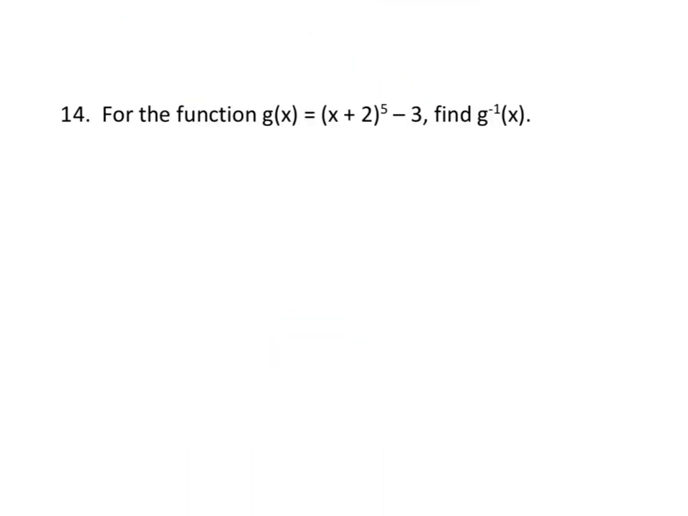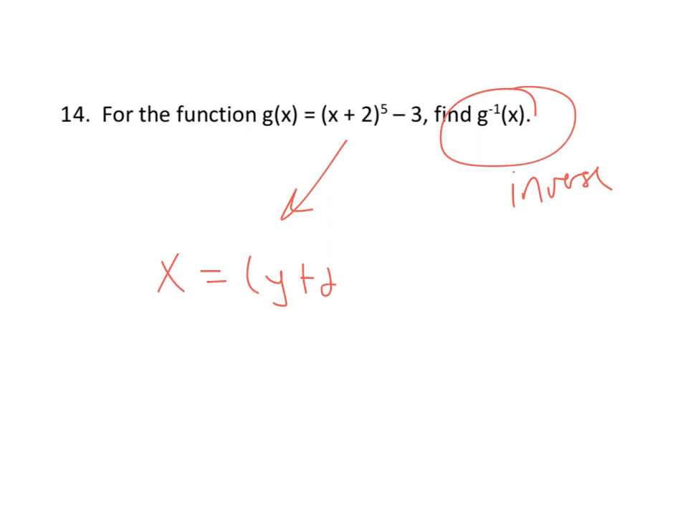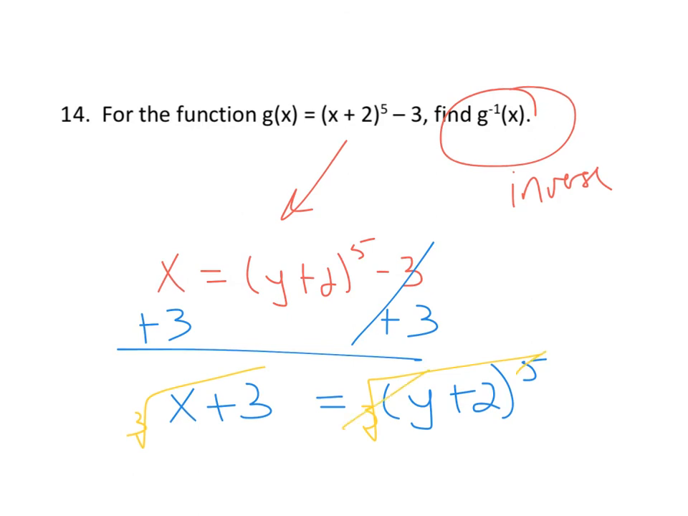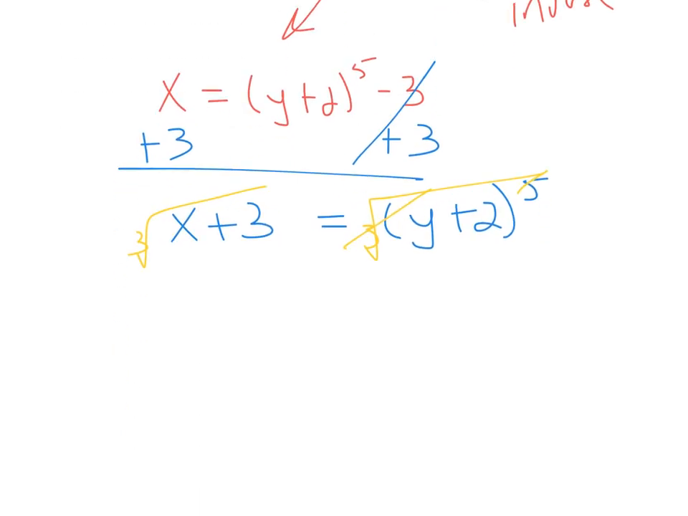The last question asks you to find g inverse. This means find the inverse. So I'm going to switch x and y and solve for the new y. I'll add 3 over first. Now, to get y alone, you have to take the cube root, because you want to get rid of that power first before you subtract the 2. So you're going to subtract your 2 now.